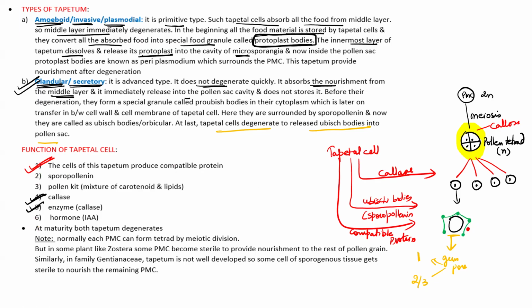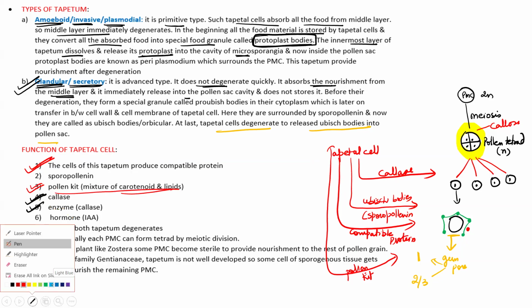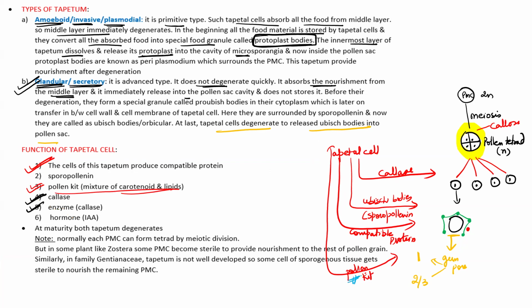Then it is also releasing... see the diagram carefully. The tapetal cell will also release pollen kit. And what is pollen kit? Pollen kit is a mixture of carotenoid and lipid. So you can see pollen kit, which is a mixture of carotenoid and lipid. And I'll show pollen kit with the blue color. Okay, I'll draw it this way. You can understand this is the way pollen kit appears.